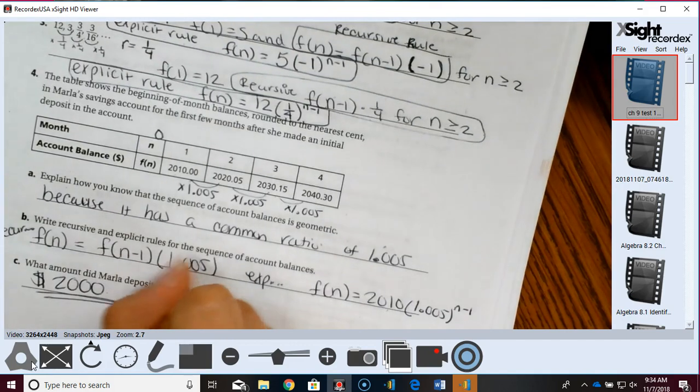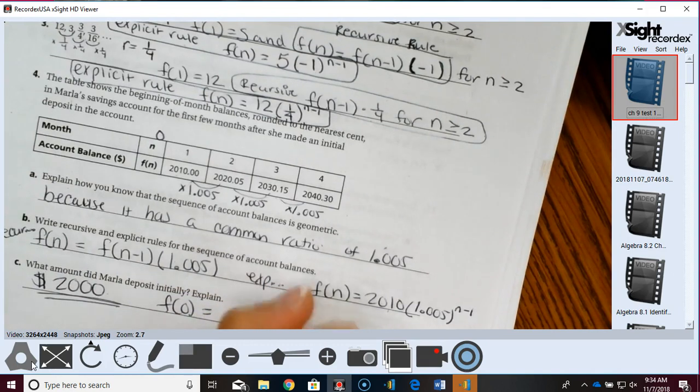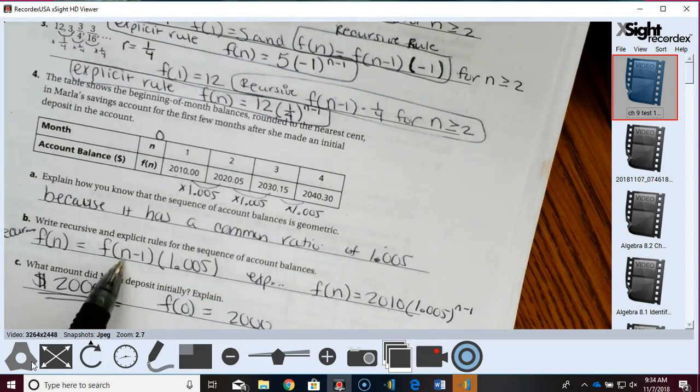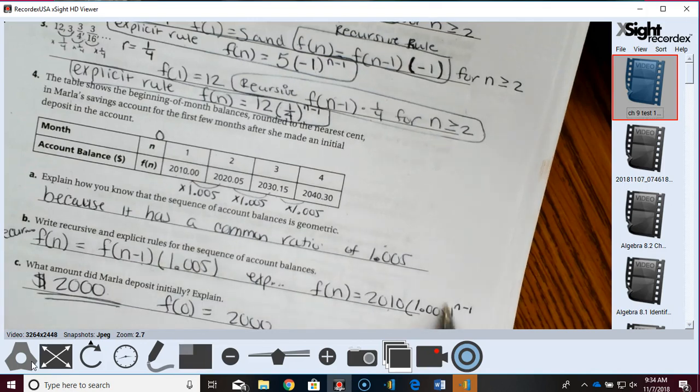F of 0 is 2,000. You can plug that in. 0 minus 1 is negative 1. Negative 1 times, I'm sorry, not there, into here. 0 minus 1 is negative 1. So you'd have that, the negative 1 times 2010 is going to give you that 2,000.